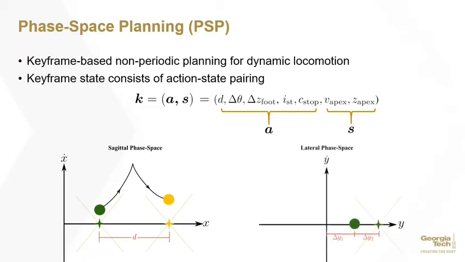For the lateral phase-based plan, we start with the current state and forward propagate until we reach the switching position. We then search for the next lateral foot placement that would yield zero apex velocity at the next apex. The keyframes and phase-based planning are used to develop safety criteria for locomotion.